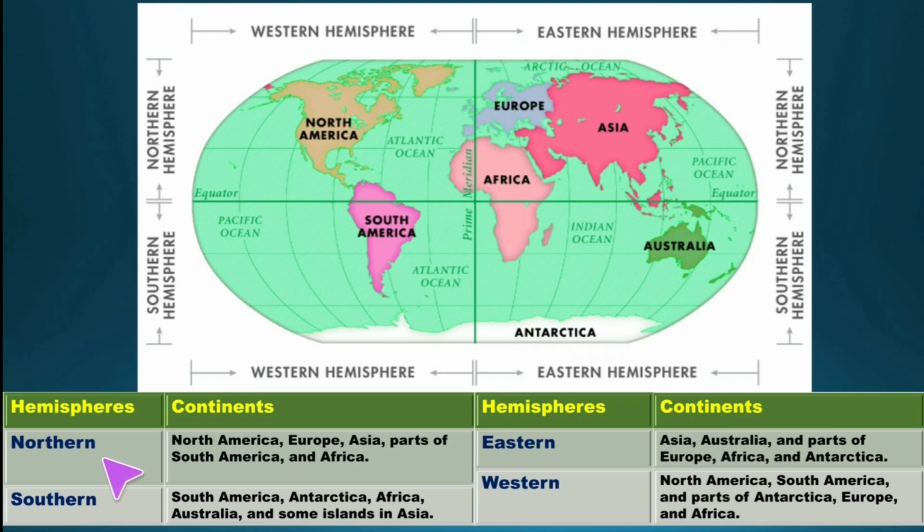In the northern hemisphere, the continents found are North America, Europe, Asia, and parts of South America and Africa. In the southern hemisphere, South America, Antarctica, Africa, Australia and some of the islands in Asia. In the eastern hemisphere, Asia, Australia and parts of Europe, Africa and Antarctica. And in the western hemisphere, North America, South America and parts of Antarctica, Europe and Africa are present.